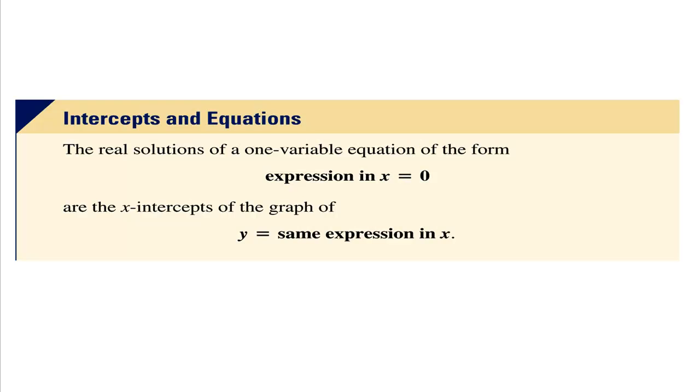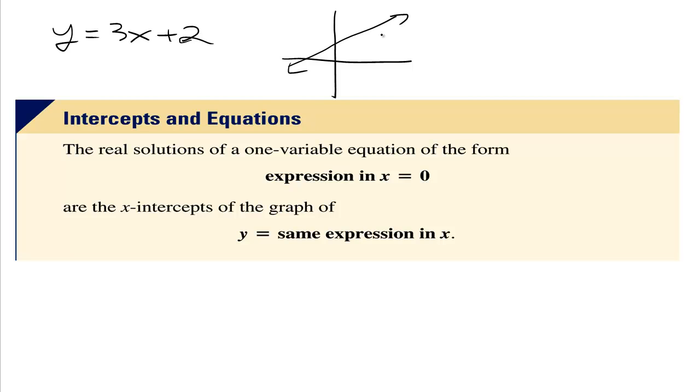When the book refers to intercepts, remember that that's just their way of discussing solutions, right, for various functions. Something as simple as y equals 3x plus 2, a straight line. We know that if we graphed this, it would look something like that. Probably a little steeper, right? Slope of 3, and it crosses here at 2.